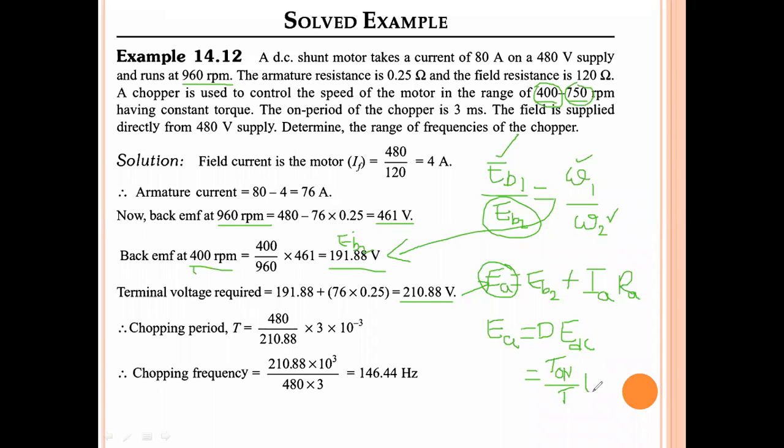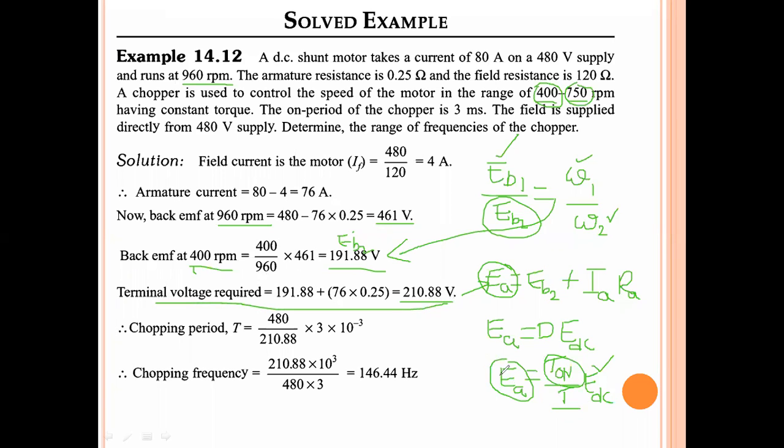So the input voltage is EDC and the terminal voltage is EA. We know EDC, we know the turn on time, and now we have calculated EA at 400 RPM. So from this relation, we can calculate the total time period at 400 RPM, that is the starting speed range. If we calculate the time period, then we can calculate the frequency. This is why we have calculated EA here, the terminal voltage, which is 210 volts.